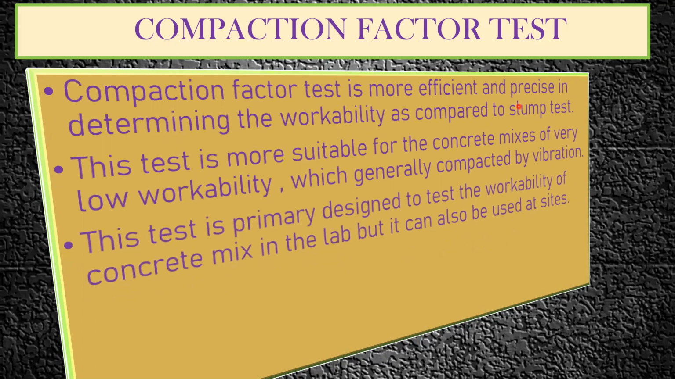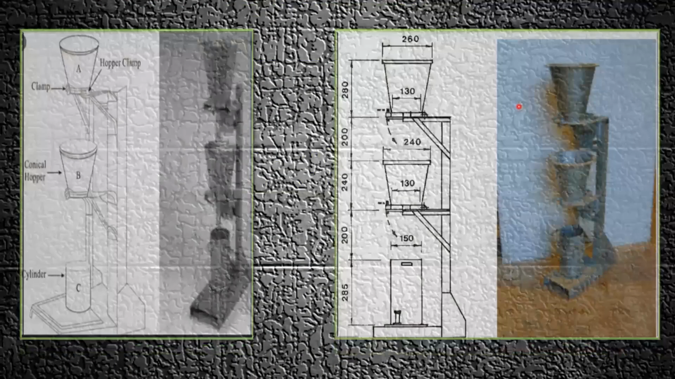The third is that this test is primarily designed to test the workability of the concrete mix in the lab, but it can also be used at the sites. But most of the time at the site, we make use of the slump test only. This test is specially performed in the lab itself. So how has it to be performed?